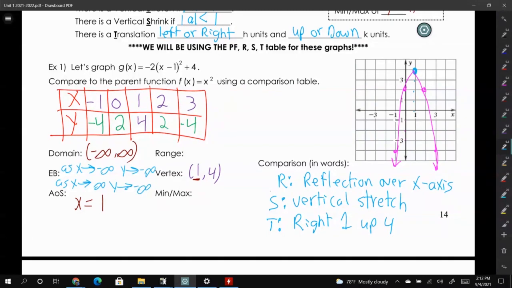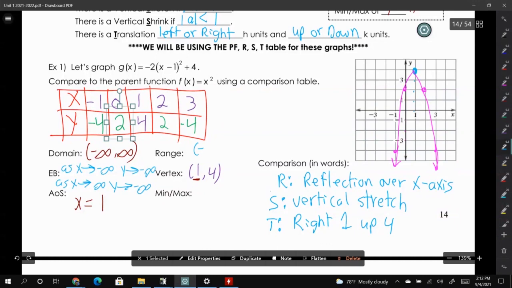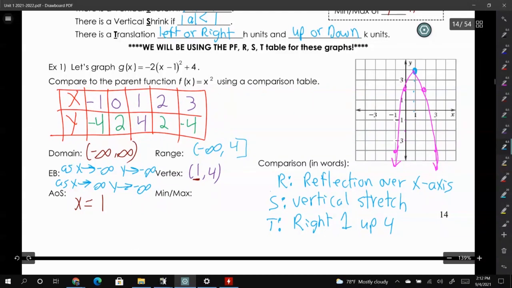Your range, well, since both ends are going down, the smallest y value is -infinity, and the y coordinate of my vertex is the largest y value. That also means we have a max at y equals 4. So you see how all these match the y coordinate of the vertex, your min or max value, and the range, and then also your axis of symmetry and your vertex match.